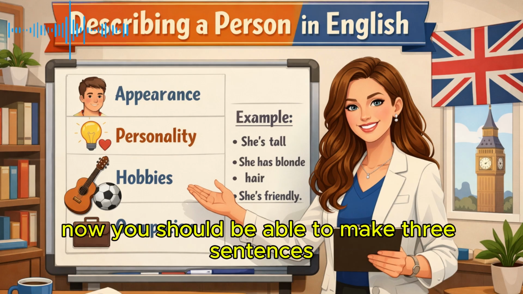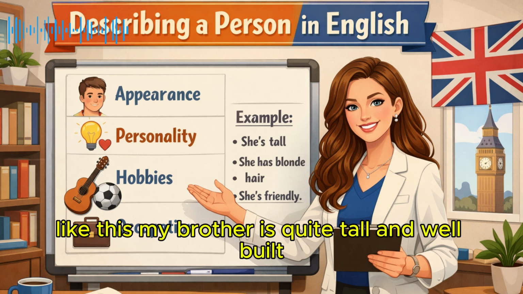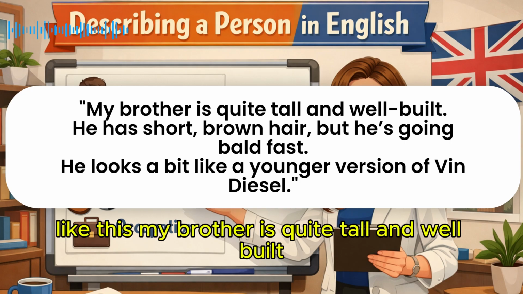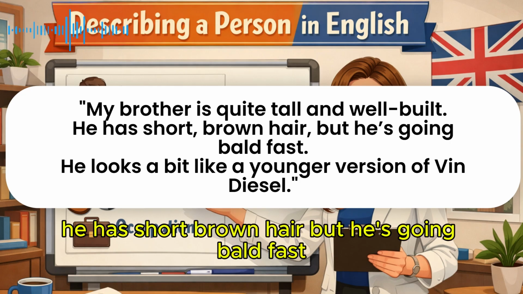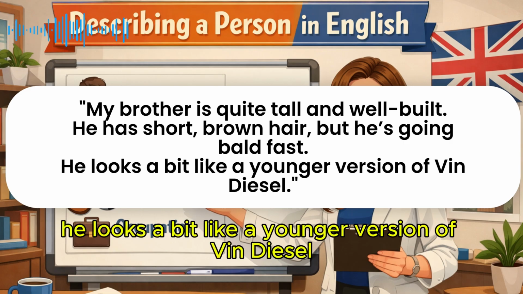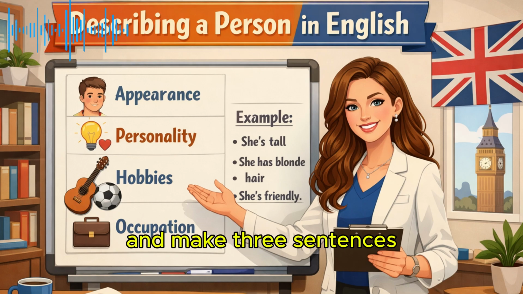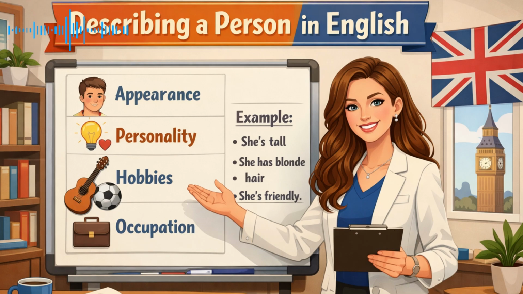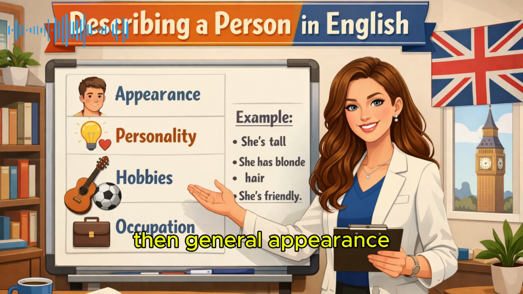Okay, so now you should be able to make 3 sentences about the person you're describing. Like this. My brother is quite tall and well-built. He has short, brown hair, but he's going bald fast. He looks a bit like a younger version of Vin Diesel. Your turn, pause the video and make 3 sentences about the person you're describing. Remember, height or build, then hair, then general appearance.